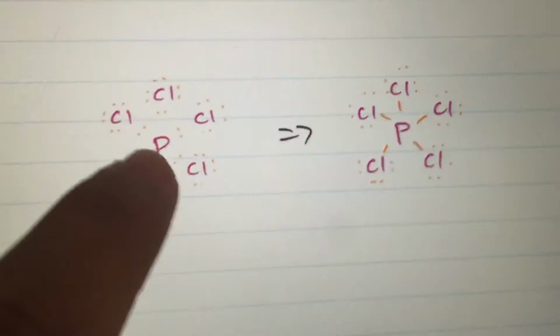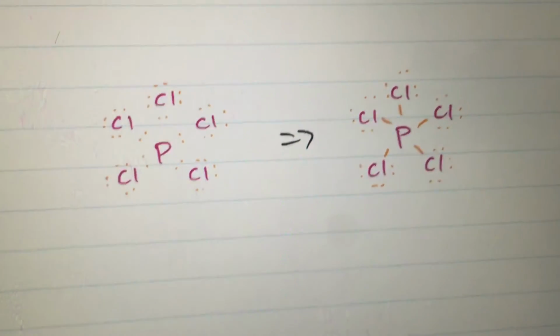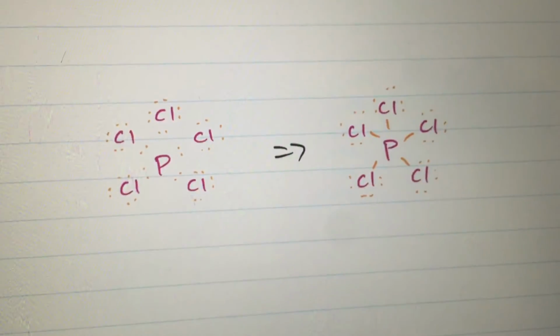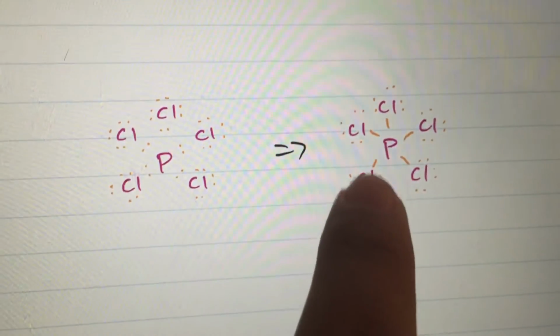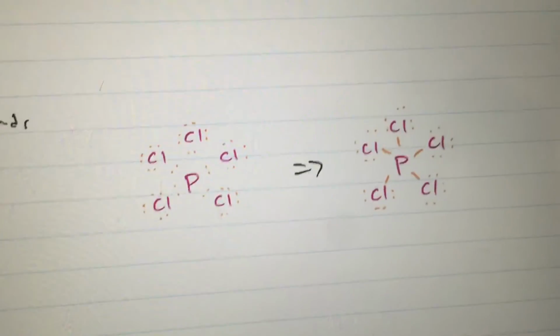Notice how phosphorus now has 10 electrons instead of the 8. This is highly stable for phosphorus because it could have the expanded octet. And then same thing as before, we just draw the line where they are sharing electrons to show how they bond.